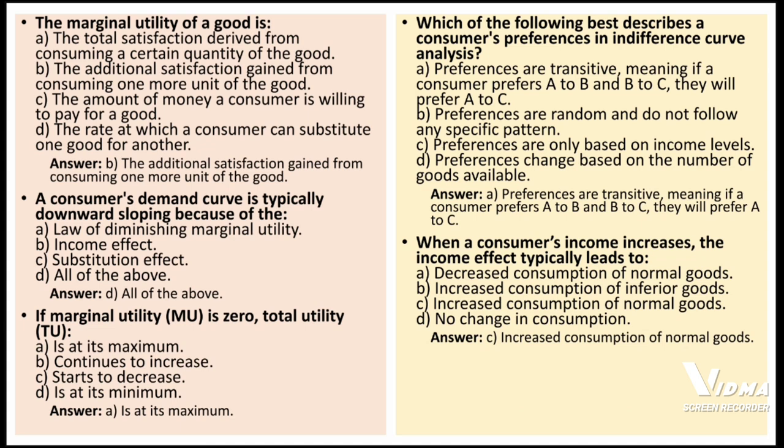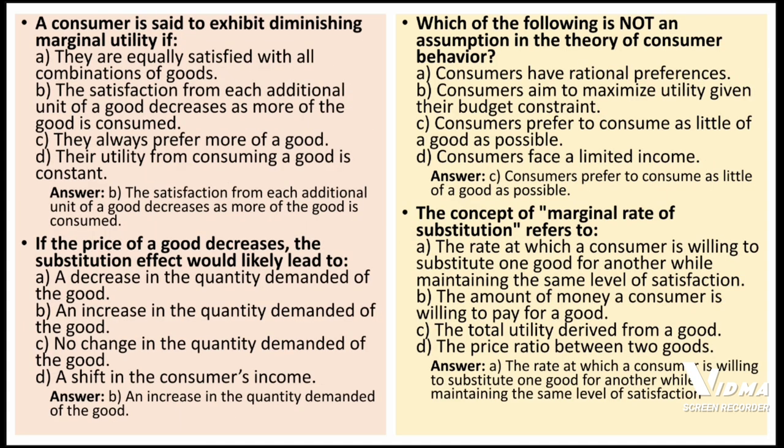If the marginal utility is 0, total utility, answer is A, is at its maximum. Which of the following best describes a consumer's preference in the indifference curve analysis? Answer is A, preferences are transitive, meaning if a consumer prefers A to B and B to C, they will prefer A to C. When a consumer's income increases, the income effect typically leads to, answer is C, increased consumption of normal goods. A consumer is said to exhibit diminishing marginal utility if, answer is B, the satisfaction from each additional unit of a good decreases as more of the good is consumed.